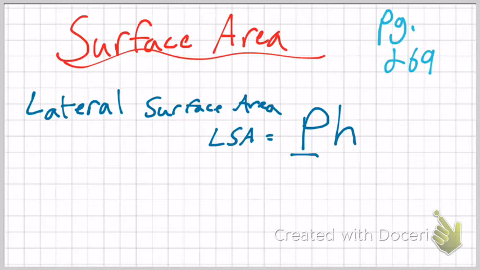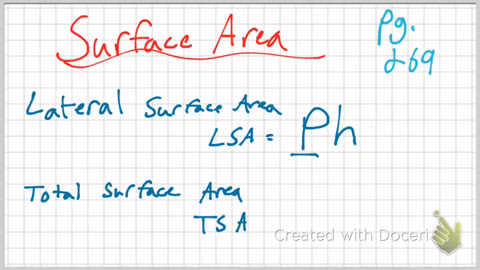All right? The other kind of surface area, and before I explain what they mean, I'm going to see if you can figure it out based off of the formula. The other kind is total surface area, or TSA. Okay, and the formula for that is capital PH plus 2 capital B. Okay, all right.